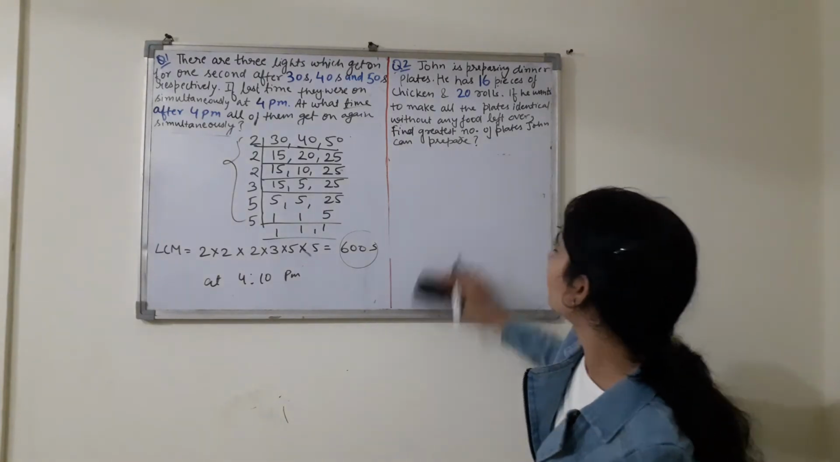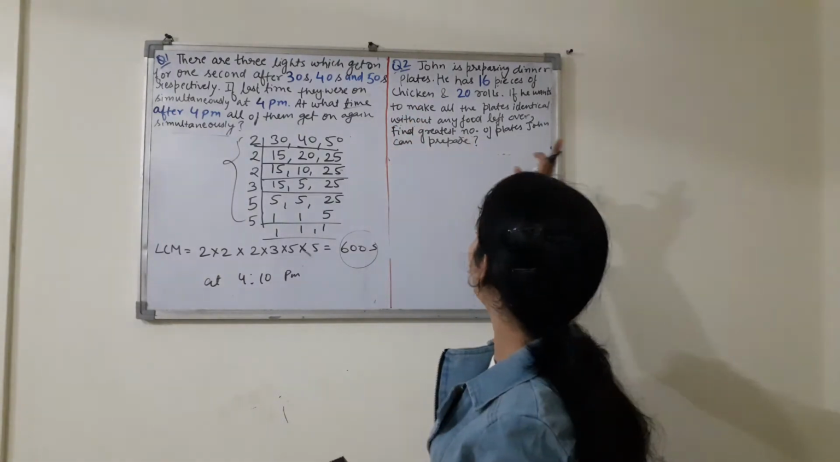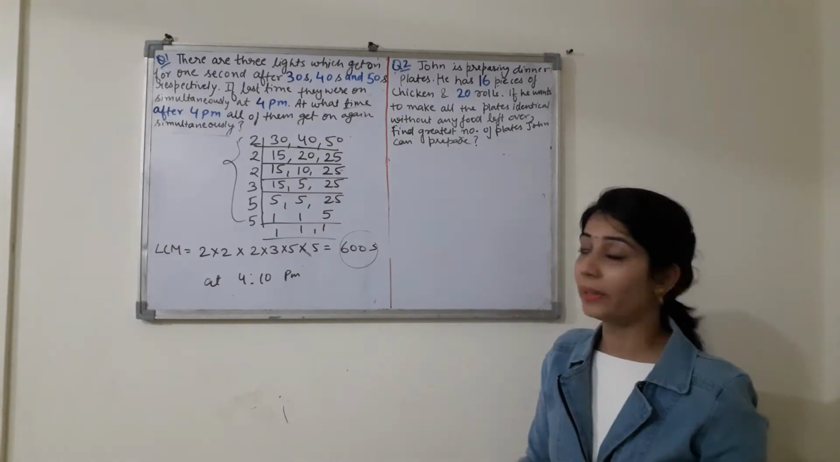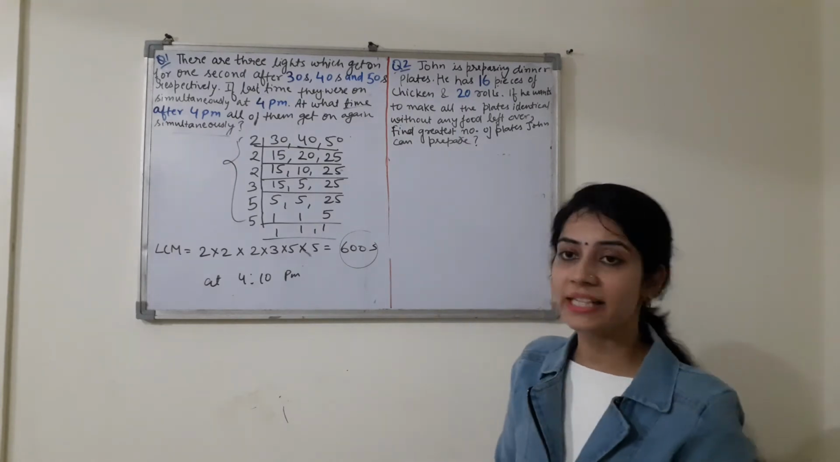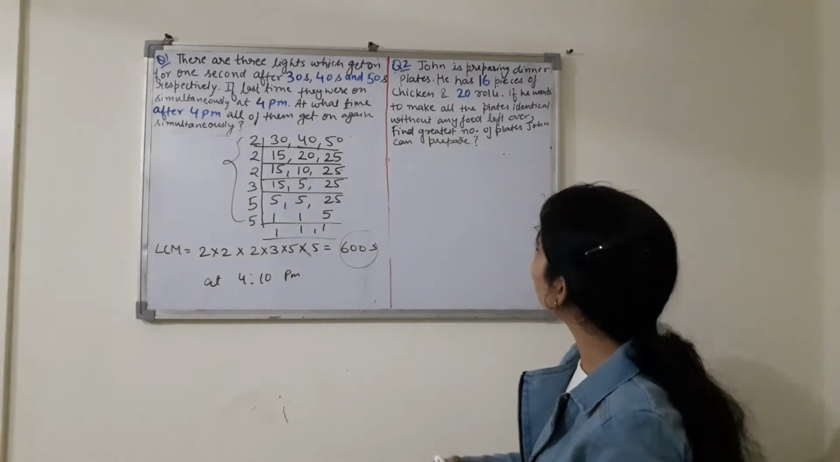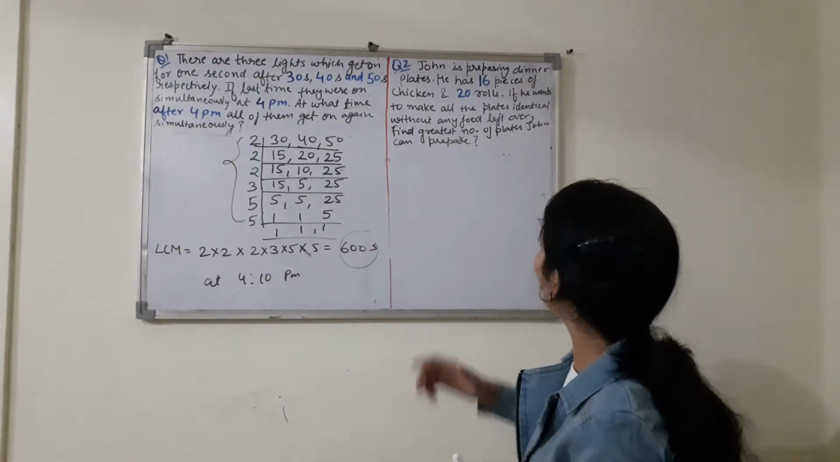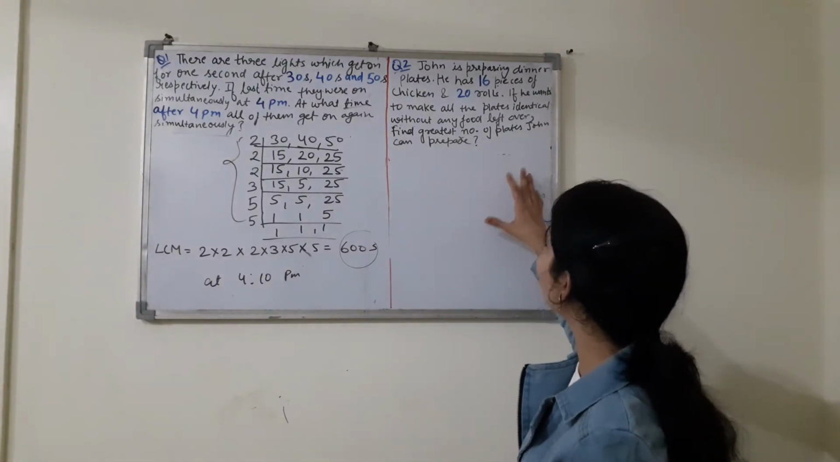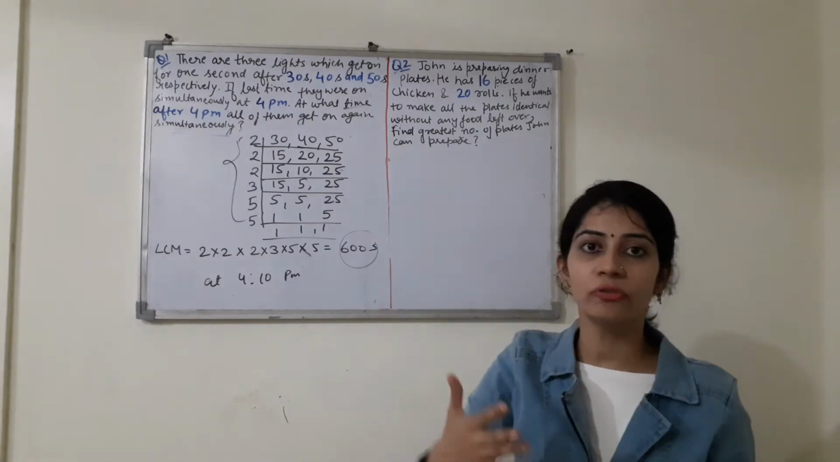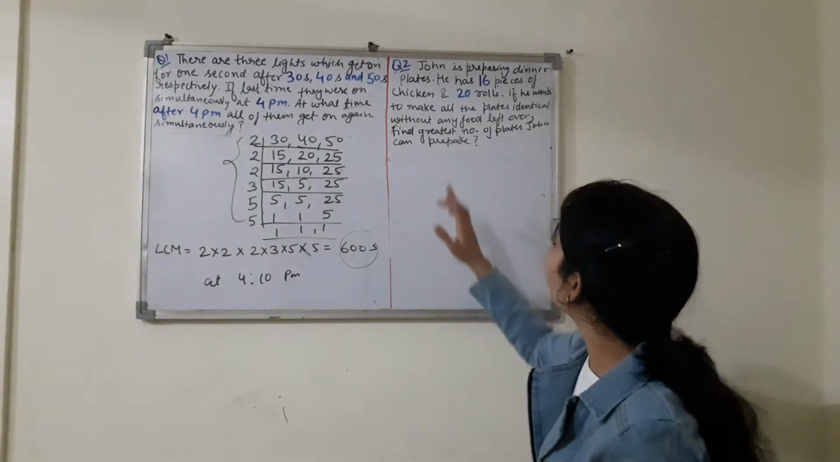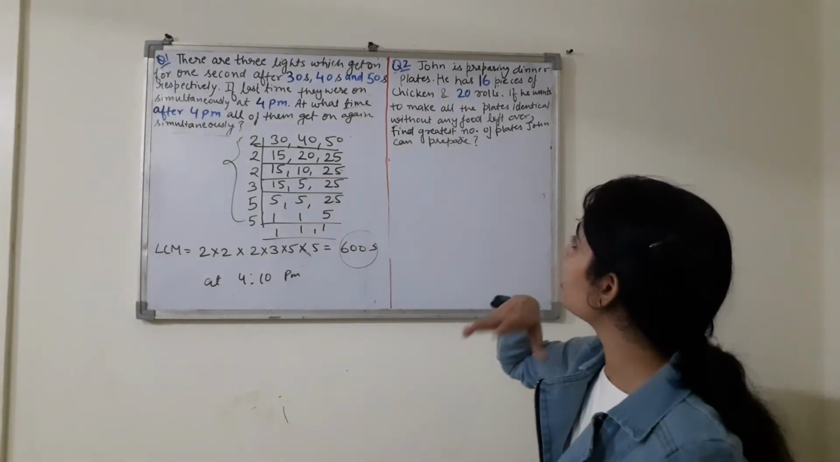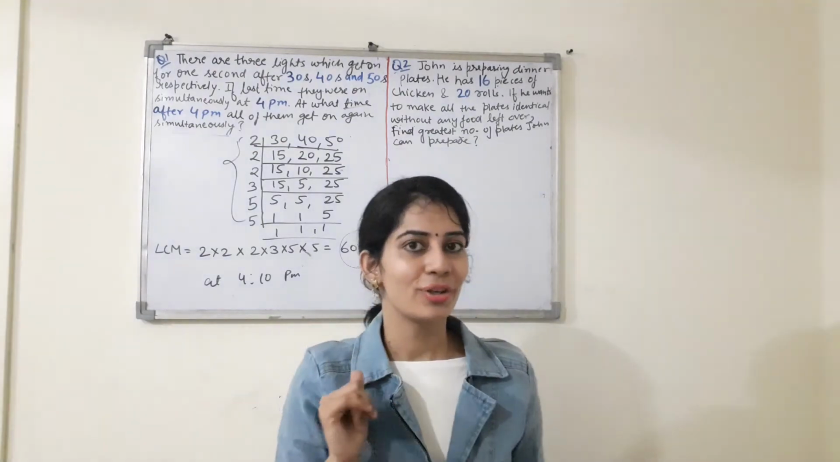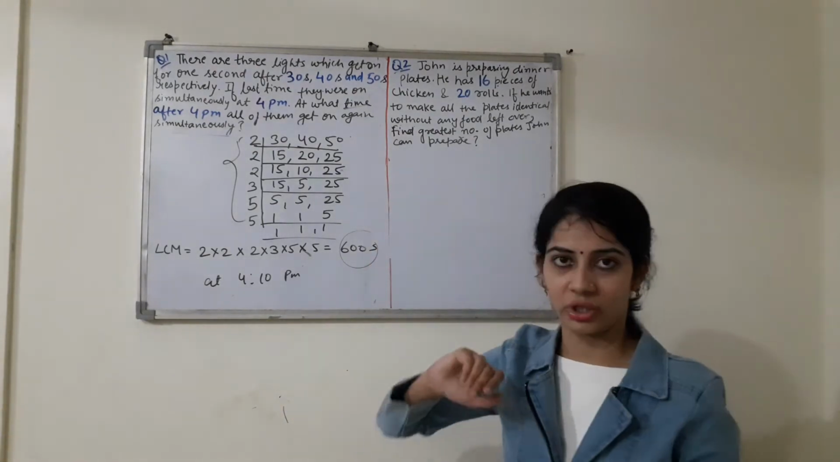That is, John is preparing dinner plates and he has 16 pieces of chicken and 20 rolls, right? Now if he wants to make all the plates identical without any food left over, then find the greatest number of plates John can prepare. So now what is in the question?